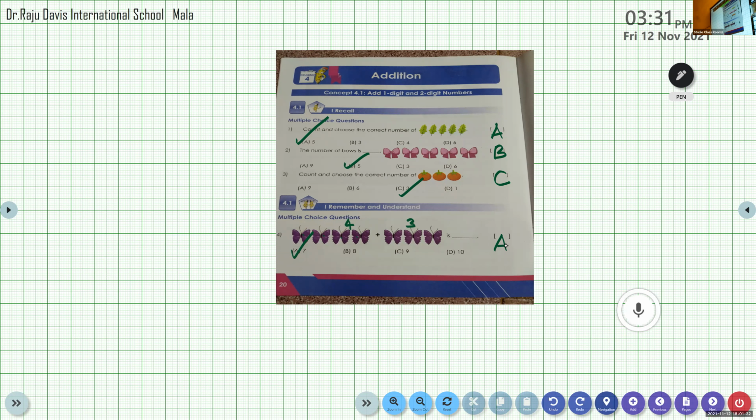Now, those who have completed, you can take page number 21. Option A 7, you can put a tick mark and you can write capital letter A inside the bracket. Now let's move to page number 21. And here we have question number 5.